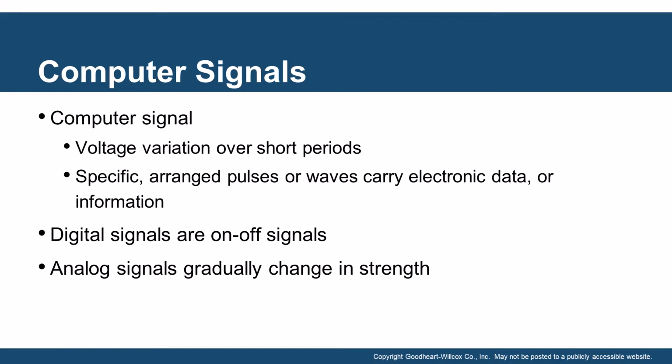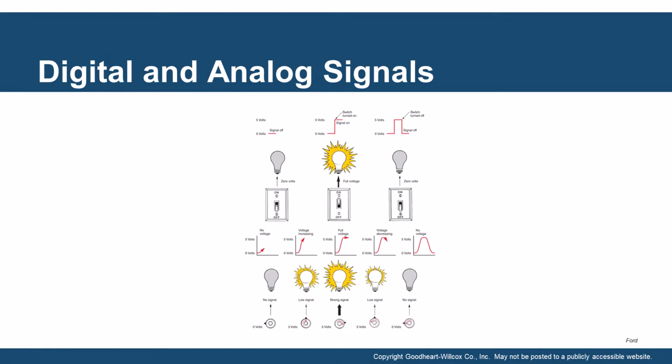There's two different types of signals that are available. There's digital signals, which are on-off signals, and then there are analog, which gradually change in strength. Here are some images that describe the differences. With digital, it's either on or it's off. You either have 0 or 100% of the available voltage. With analog, we can vary within that 0 to upper range, and whatever that range may be.